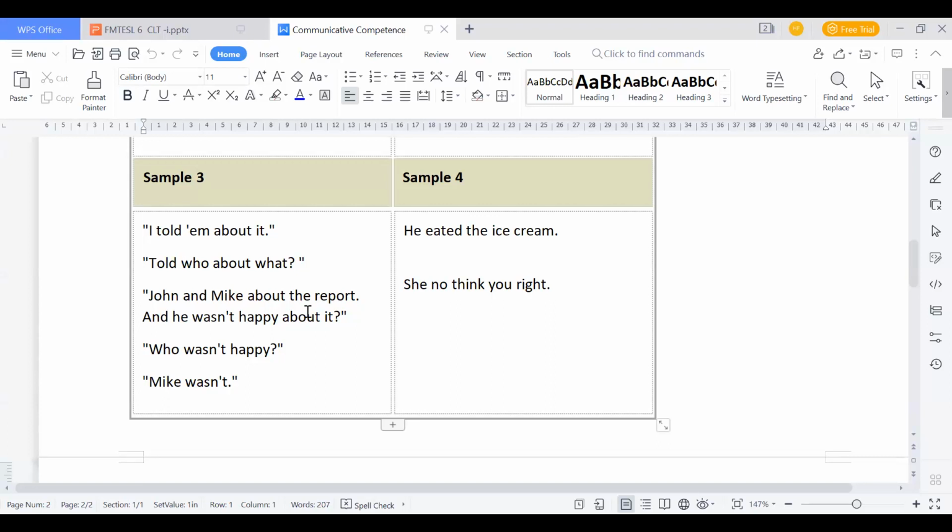Then sample 4 is very simple. What is it? He eaten the ice cream. She no think you're right. What is lacking?